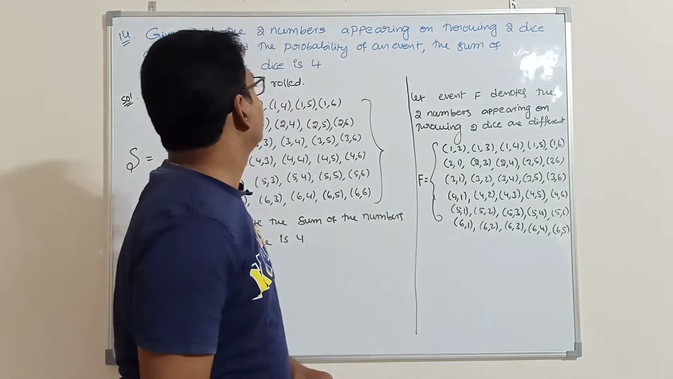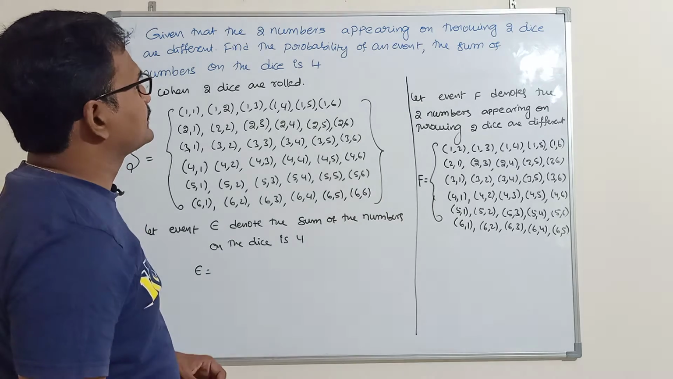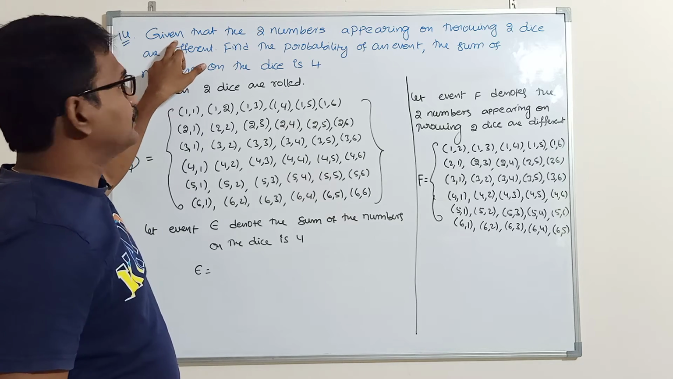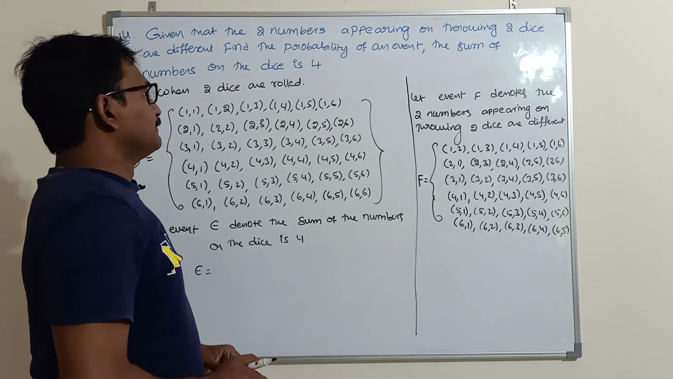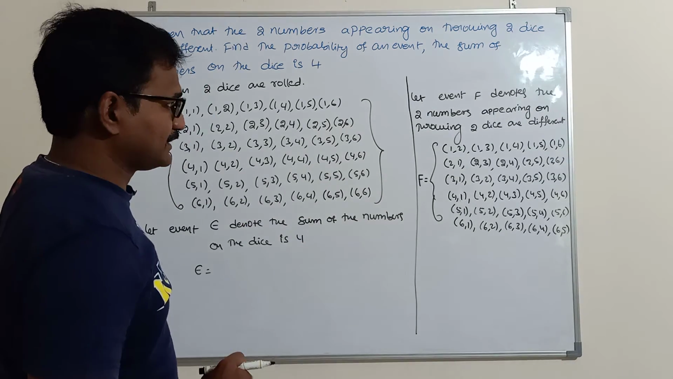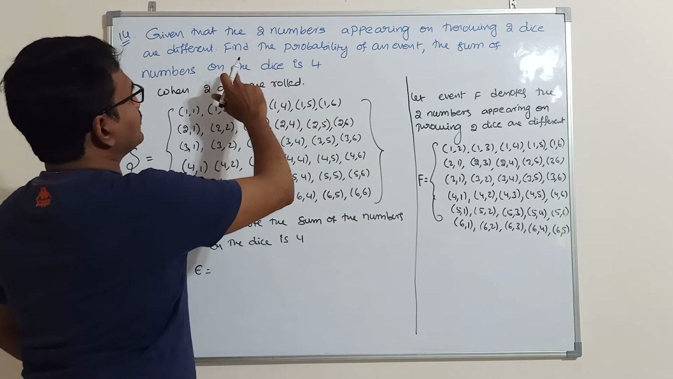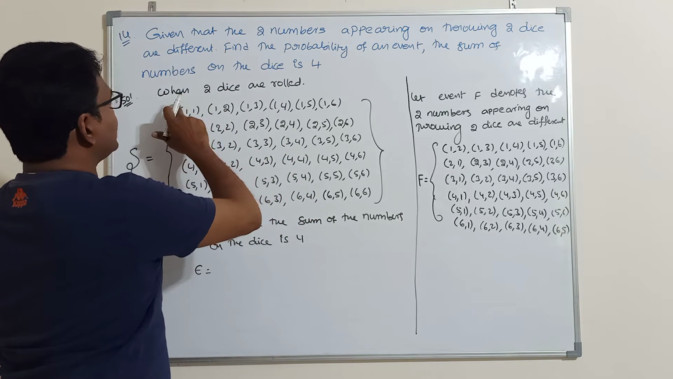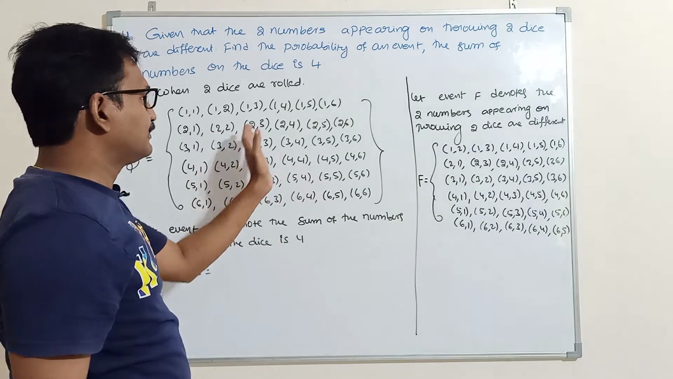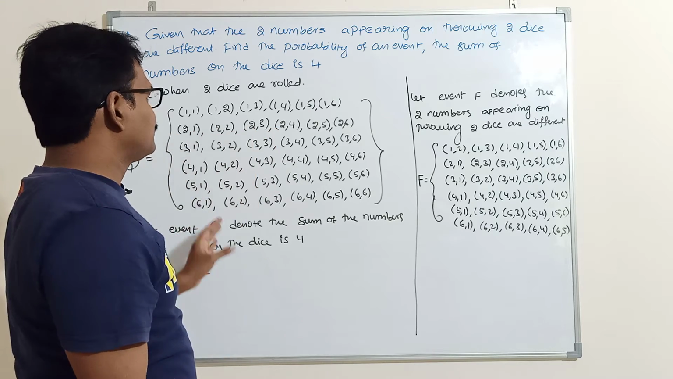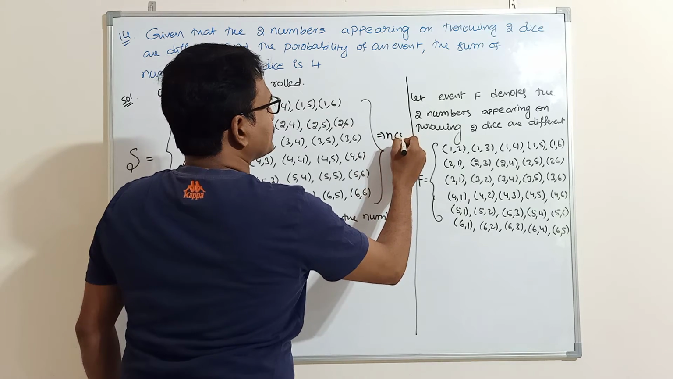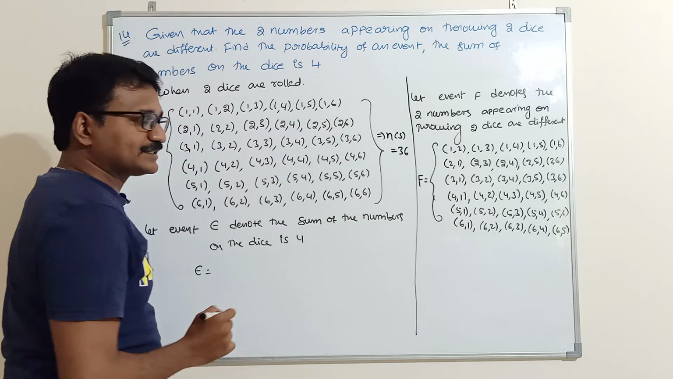Next, problem number 14. Given that two numbers appearing on throwing two dice are different, find the probability of an event that the sum of the numbers on the dice is 4. See here, the keyword given is in the starting only. When two dice are rolled, so what are the sample points? Die 1, die 2: 1 1, 1 2, 1 3, 1 4, 1 5, 1 6, 2 1, 2 2, 2 3, 2 4. So total number of sample points in the sample space, how many will come? 36 will come when two dice are rolled.